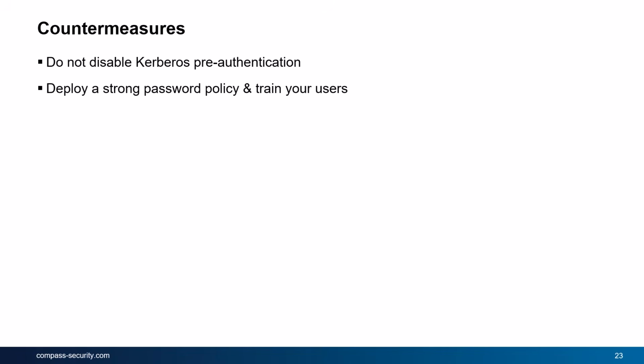Now, what are the countermeasures? What should you do to prevent this? It's quite simple, actually. Don't disable Kerberos pre-authentication. If there's no need for that, you should never do that. Along with that, and it's a good idea on its own, deploy a strong password policy and make your users aware of how to choose strong passwords. Furthermore, in case an attacker still successfully compromises an account, it's always a good idea to restrict the privileges of all your users according to the least privilege principle.